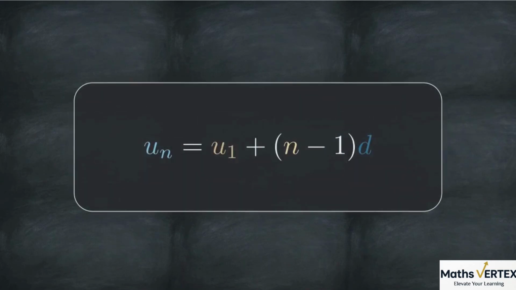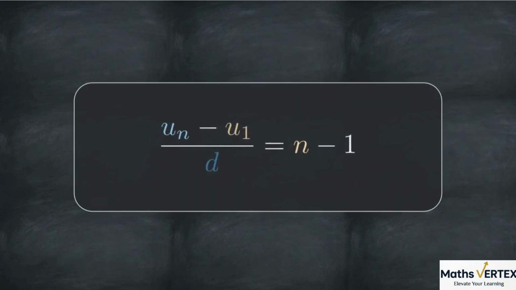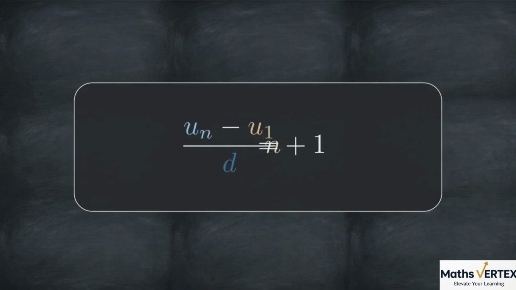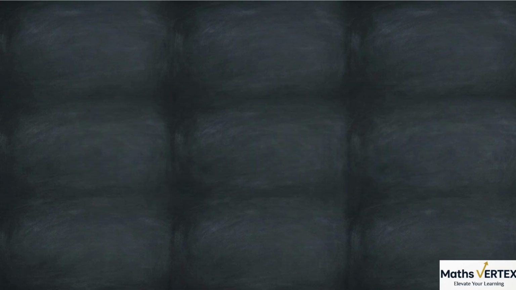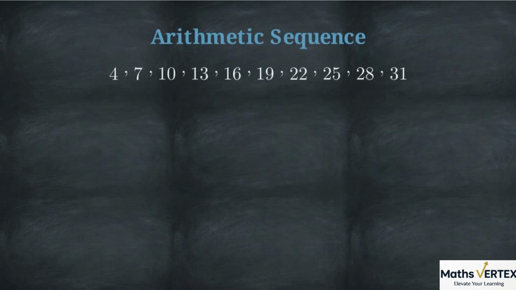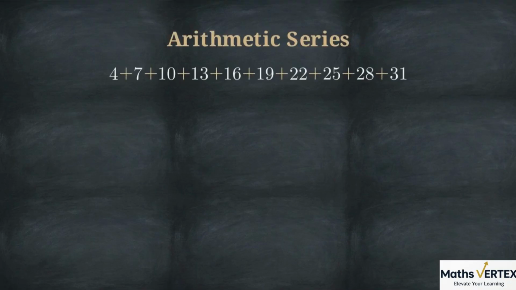On a high-level exam, the goal is often to manipulate these variables left or right until the missing piece is isolated. So far, we have been looking at individual terms separated by commas. But if we replace those commas with plus signs and add all the terms together, an arithmetic sequence transforms into an arithmetic series. Series simply stands for sum.